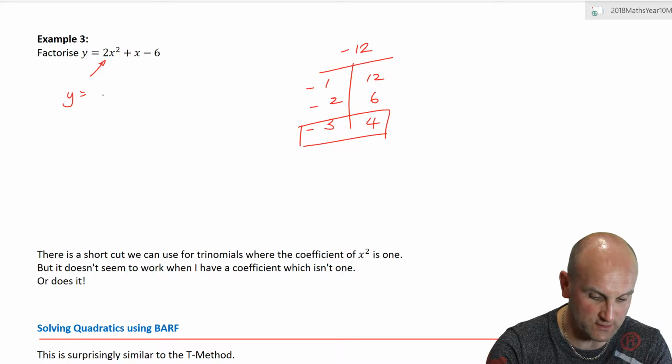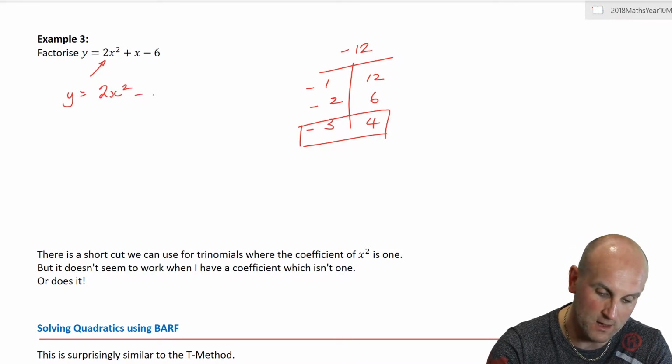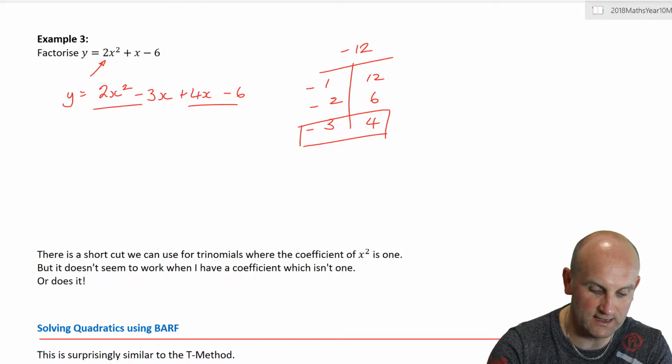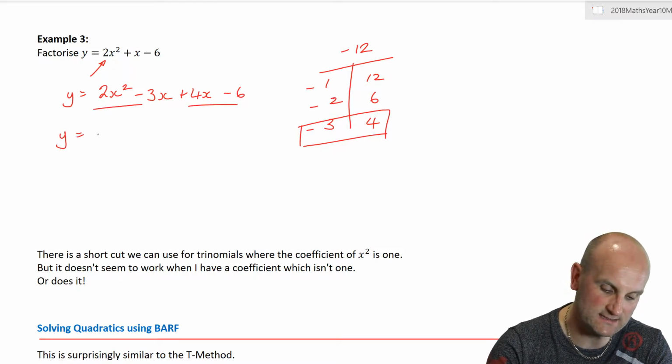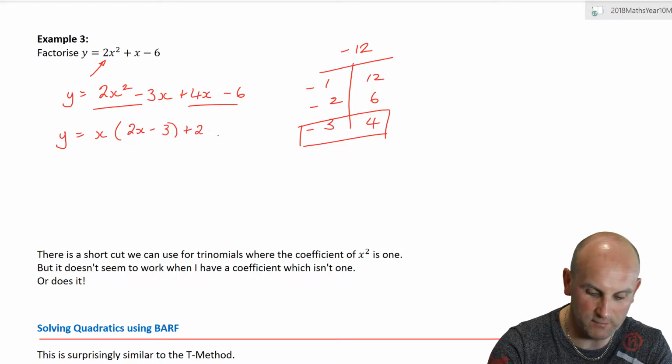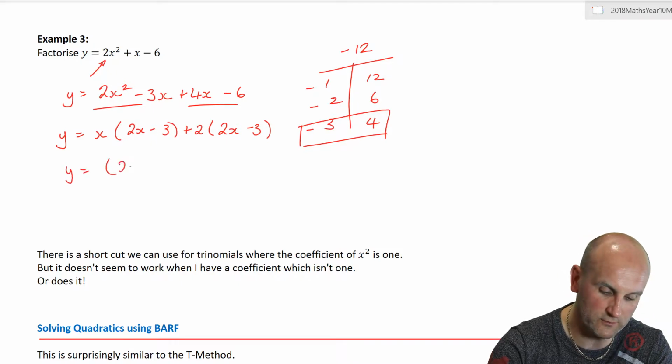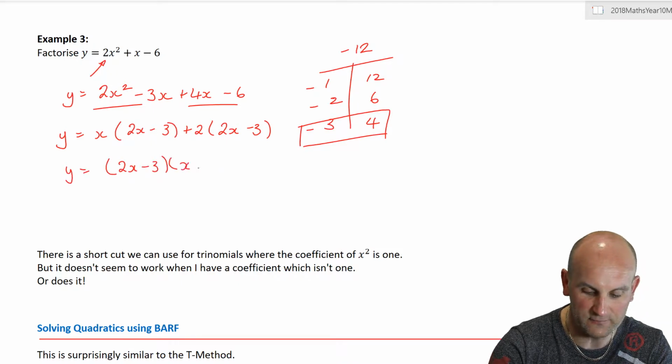So I have to go back to what I did before. 2x squared minus 3x plus 4x minus 6. I can now factorise in pairs. I can take x out of there, which gives me 2x minus 3. I can take out plus 2 there, which gives me 2x minus 3. And so y becomes equal to (2x minus 3)(x plus 2).